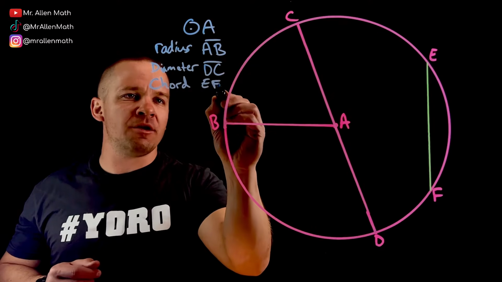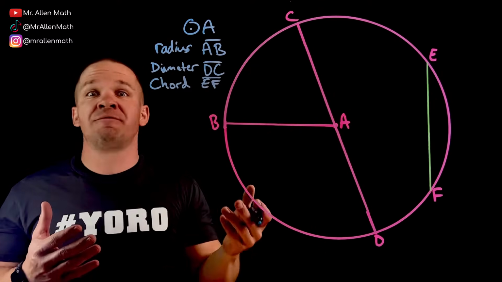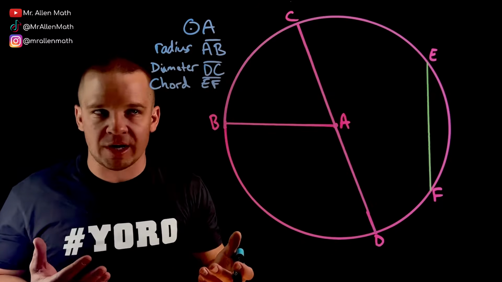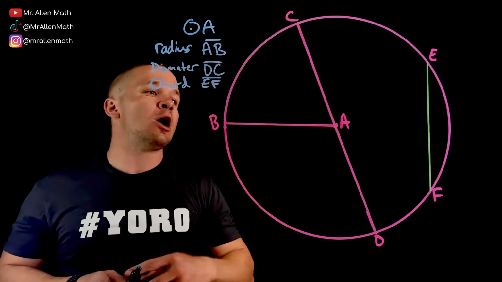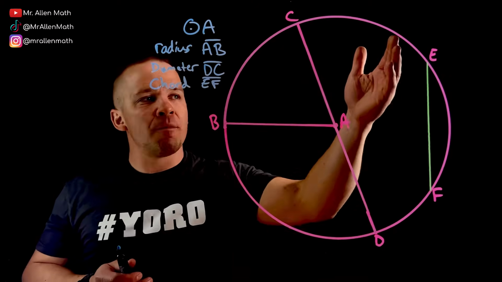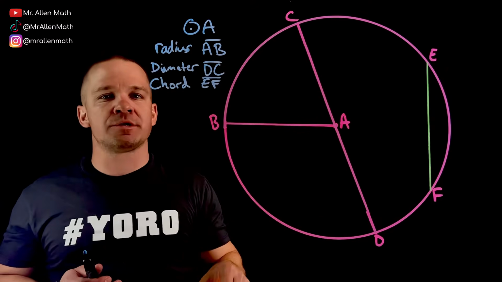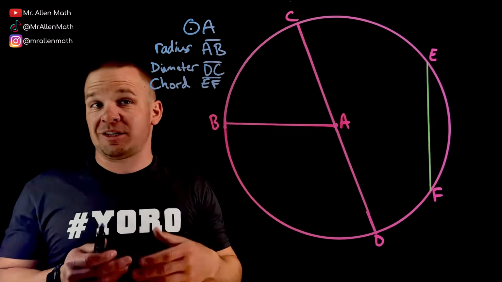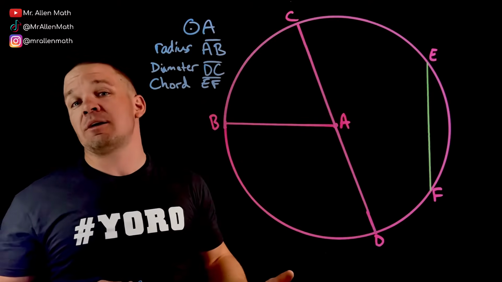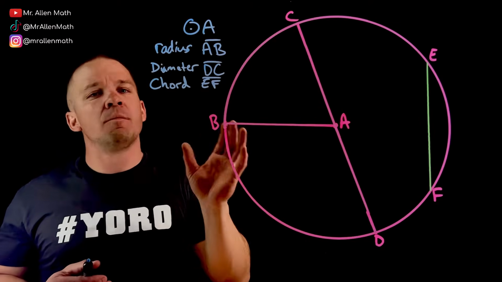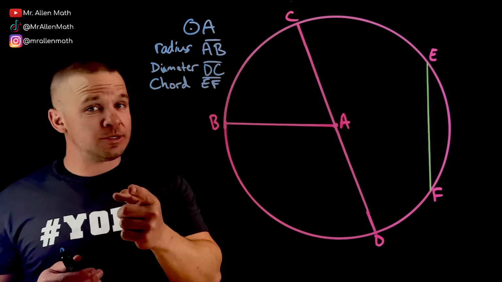There are an infinite number of all of these things here: an infinite number of radii, an infinite number of diameters, an infinite number of chords. A chord is just any line from edge to edge of the circle, anywhere in the circle. Our diameter is a special type of chord because it goes through the center. So a diameter is still a chord, but a chord is not necessarily a diameter. That's a good test question.